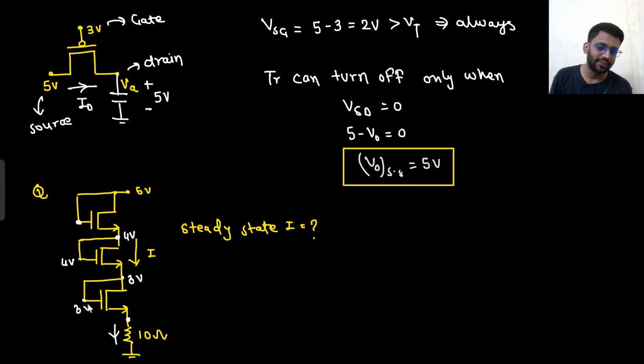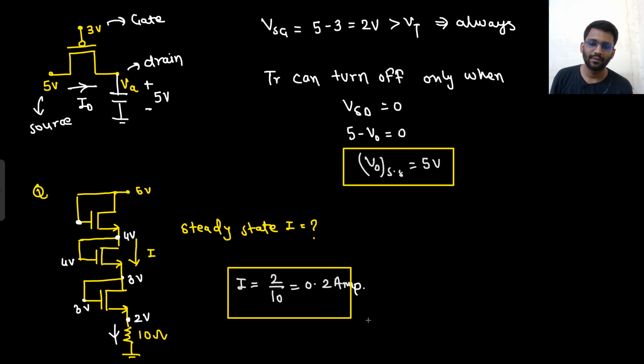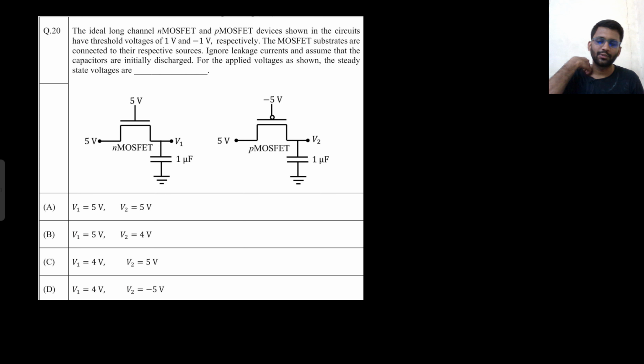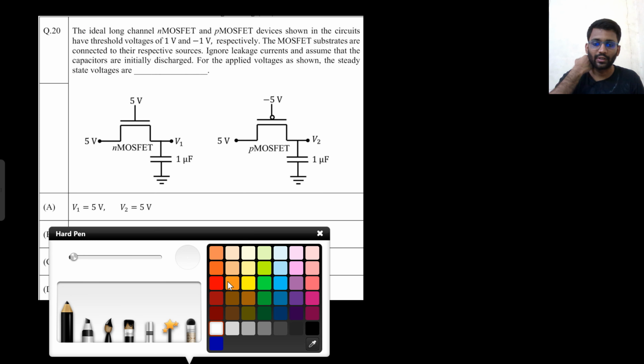What will this gate say? Gate will say I will allow you till 2 volt only. Drain will say I can allow you 3 volt, but gate is saying I allow you till 2 volt only. So steady state voltage here would be 2 volt. So what will be the value of I? I would be 2 by 10, 0.2 ampere. That's it. This is your I, right? And this is the question that was asked in the GATE examination.